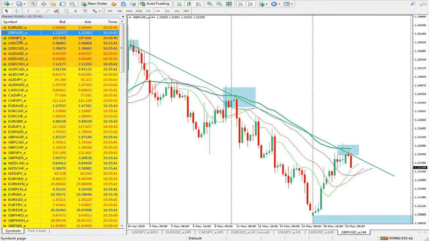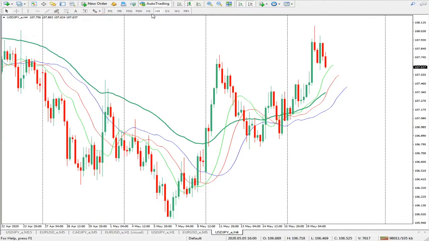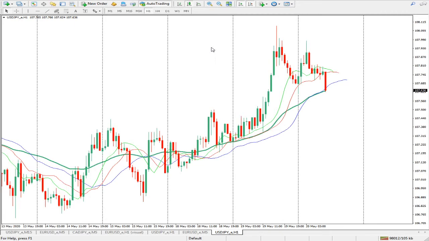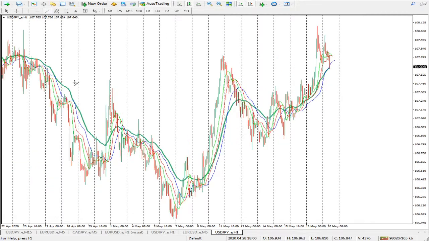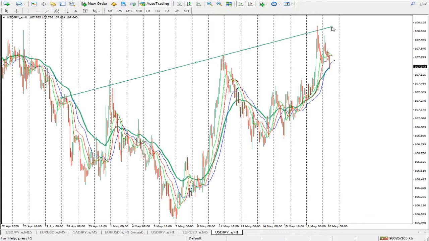The next symbol we look at is USDJPY, and so far there's also another good shape on this one. If you put 1 hour, then you minimize it, you can see that we're having some like a wedge formation, the upper trend line, then we have the lower trend line.